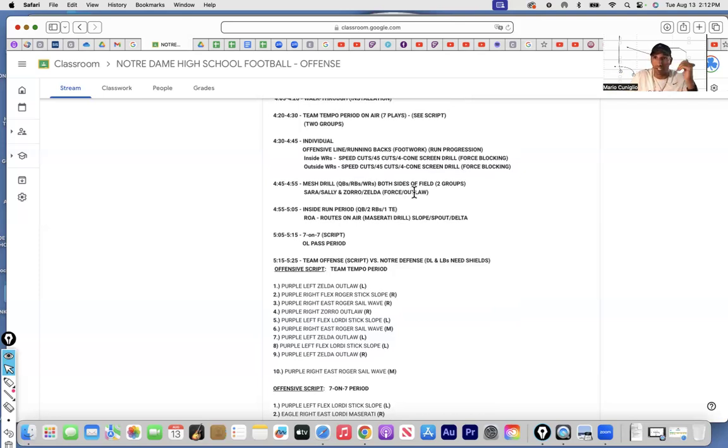And if you don't know what it is, again, make sure you familiarize yourself with the previous videos that talk about how we set up for mesh drill. Okay. 4:55 to 5:05 inside run period. Quarterbacks, there'll be 2 running backs that'll be with the inside offensive line guys, okay? And there'll be 1 tight end that's going to be split.